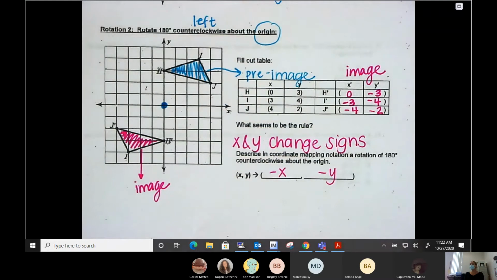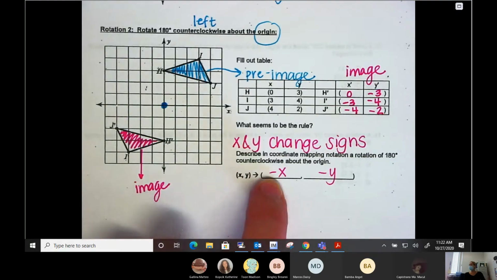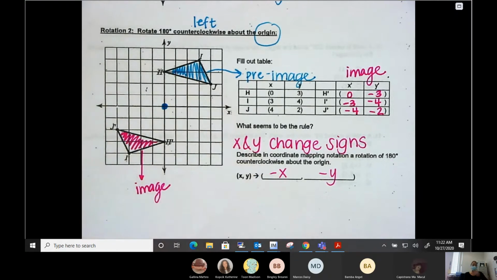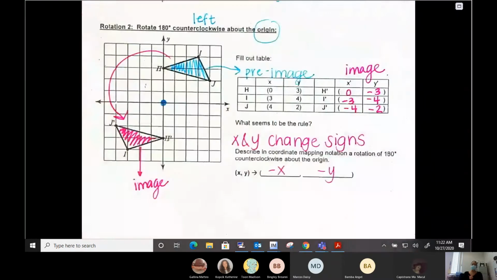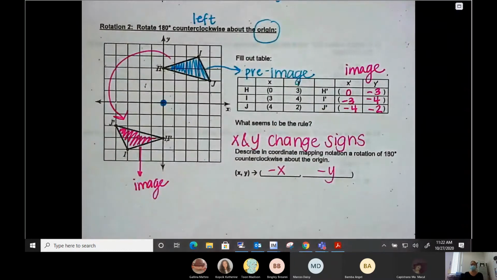So they stay in the same position. They just changed signs. Now, what if all of mine were negative to start? Then what would they become? Positive, right? Okay, so these don't mean make them negative. These mean change the sign. So from the pre-image to the image, I essentially went around halfway.